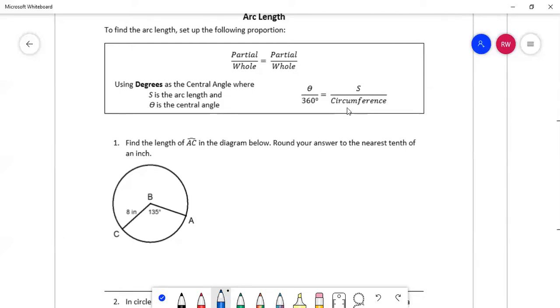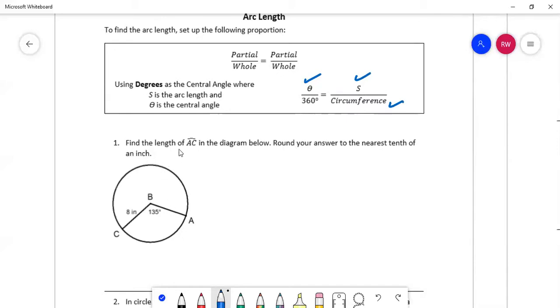So we're always going to set up a proportion, and every time we set up a proportion, 360 degrees goes down in the left-hand corner. The central angle goes above it, the upper left-hand corner, the arc length goes here, and the circumference goes here. And I can ask you, what is the central angle? What is the arc length, and what is the circumference? I'm going to have 3 different problems like that.